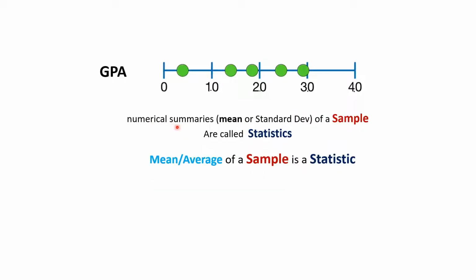And again, numerical summaries, such as the mean or standard deviation, which we will see more of later, of a sample this time. The numerical summaries of a sample are called statistics. Remember, previously the numerical summaries of the population we called parameters. This is very crucial to remember. So the mean, or in other words the average, of a sample is called a statistic.